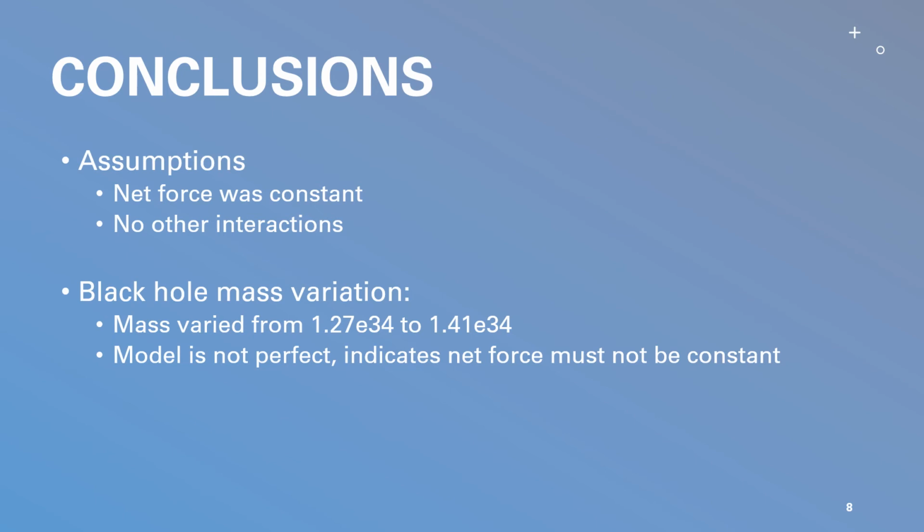Assuming that the net force was constant and there were no other interactions, by observing the motion of our star, we were able to determine that the gravitational force is the only force acting on our star. From here, we're able to determine the black hole's mass by equating the Fnet as the gravitational force. We did have variation in the black hole's mass from iteration to iteration. The mass varied from 1.27 times 10 to the 34th to 1.4 times 10 to the 34th. This shows that our model is not perfect and indicates that the net force must not be constant, or there must be other forces acting on the star.